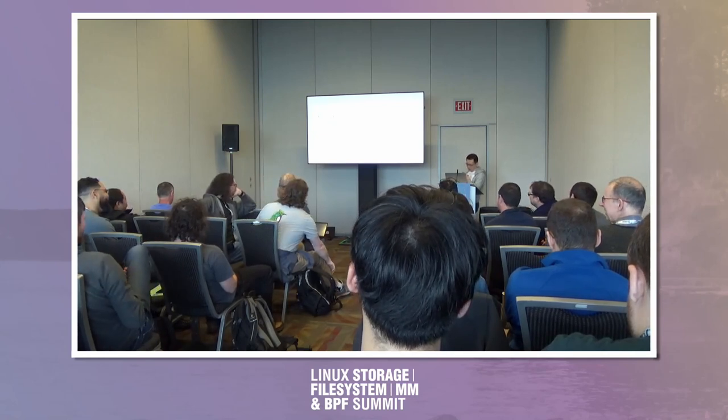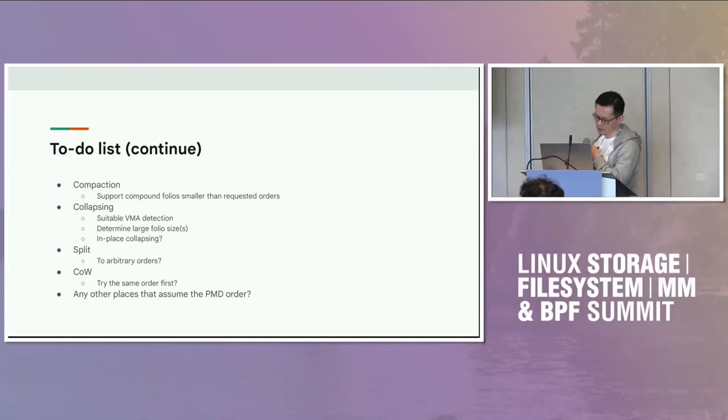So collapsing: first we need to find suitable VMAs, and then we need to determine large folio sizes so that KHPD won't work against page reclaim. Under memory pressure, on one side, page reclaim tries to split large folios and reclaim them. On the other side, KHPD tries to merge them or collapse them. That would be a bad situation. So also, we might be able to do in-place collapsing. That means we don't have to migrate pages, right? It's possible, but I guess that would be a low priority task here.